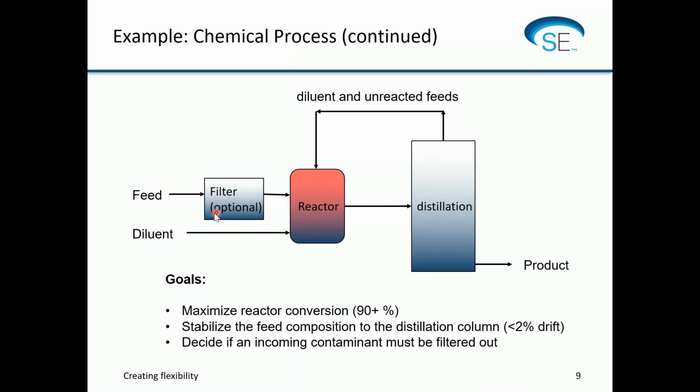We also, just for fun, have a contaminant that is oftentimes present in the feed. And we have the option of filtering that contaminant out should it affect the process undesirably, right? So we have a lot of things that we're trying to solve here. So that's the system. High yield, but we want it to be fairly steady, right? So that's the goal.